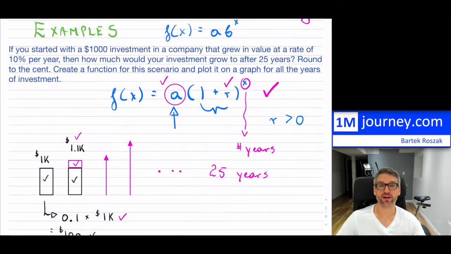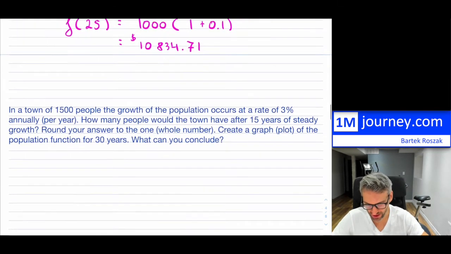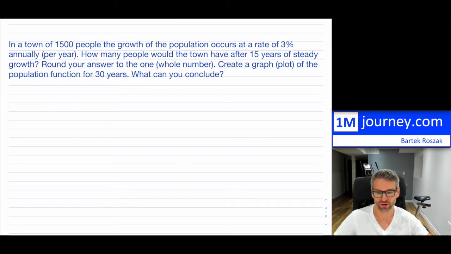Let's take a look at another example, which I'm not going to go into a huge amount of detail explaining. I hope the explanation here makes sense to you. Once you grasp it once, it's so much easier to apply it to really any applications, not just money. So here is another example, and it's not money at all, but it's the same concept. It says in a town of 1,500 people, the growth of the population occurs at a rate of 3% annually. The word annually means per year.